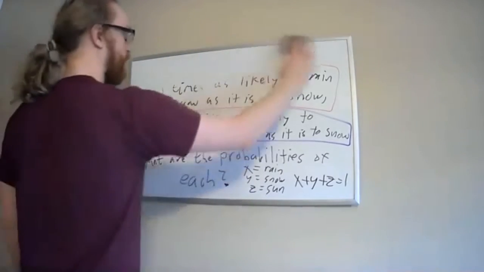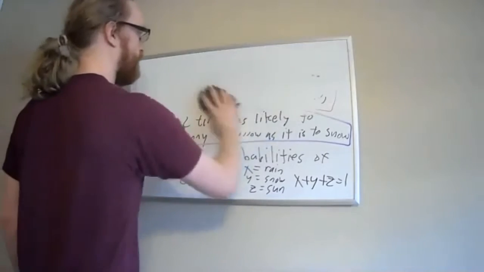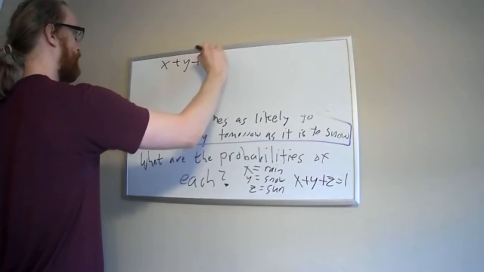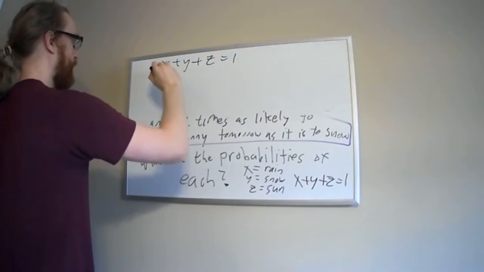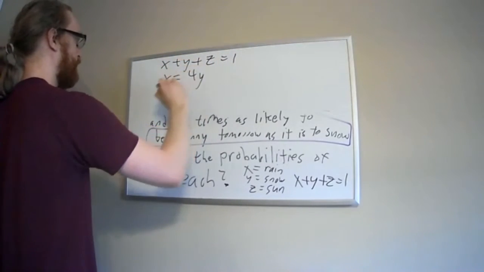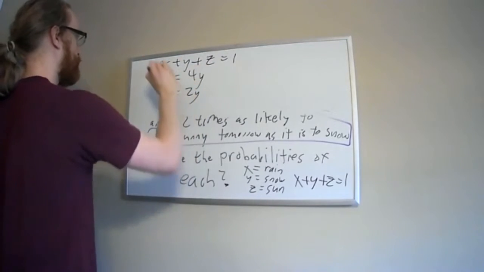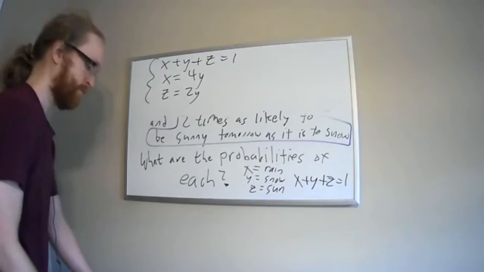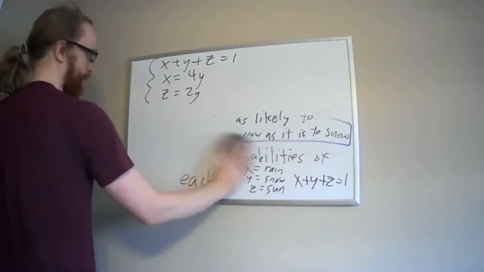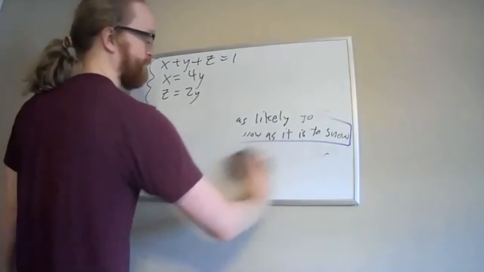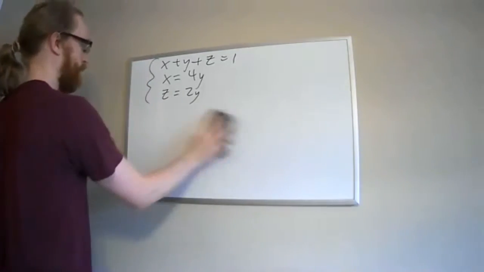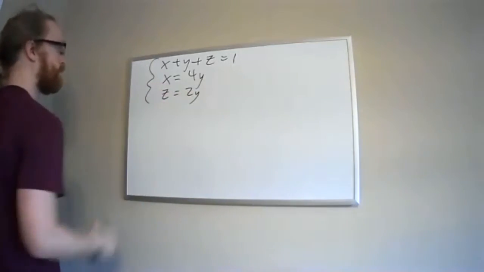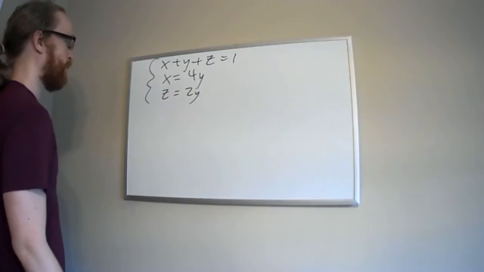So my system of equations is the following. I have X plus Y plus Z equals 1. I have X equals 4 times Y, and I have Z equals 2 times Y. My system of 3 equations with 3 variables. Okay, so now to finish off the problem, I just have to solve the system. Again, our tools from chapter 5 way back at the beginning of the semester come into play, and we just have to solve a system of equations to answer this problem about probability.